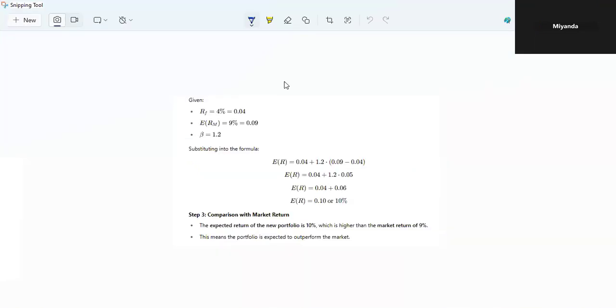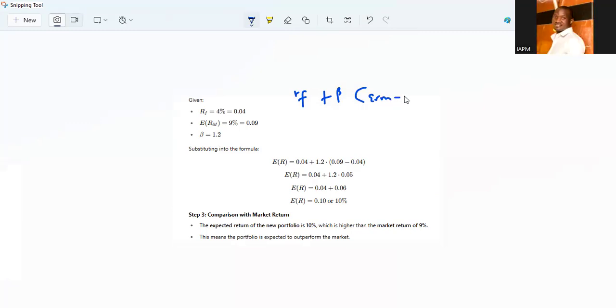Risk-free rate, plus beta, open bracket, market return minus risk-free rate. Correct. So we're given the data here. The risk-free rate is 4%. Market rate is 9%. So 9 minus 4%, and beta has been given as 1.2. So our expected return has been found to be 10% compared to the 9%. So we are outperforming the market.